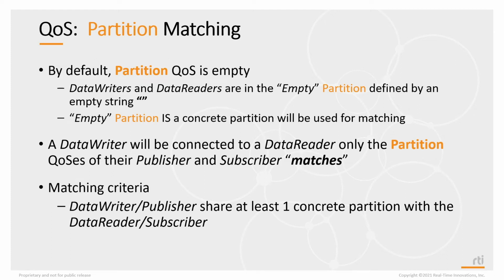So the publisher QoS, partition QoS, has a concrete partition that is exactly the same string that's been set for the publisher's partition QoS also in the subscriber QoS of the data reader. So that's a concrete partition that's going to be found both for the data writer and data reader. That's one way to match.